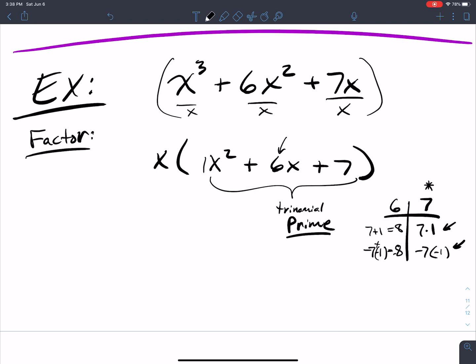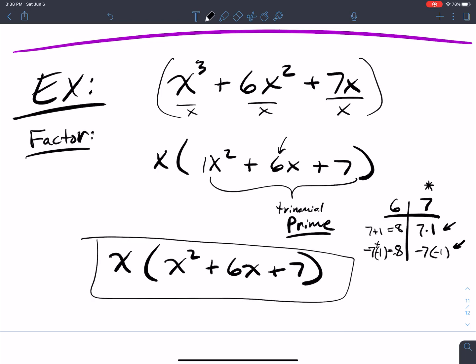So can I do anything else? No. So my answer is x times x squared plus 6x plus 7. So be careful, not all trinomials will factor. I'm just going to throw that in for you so you don't let that trip you up.